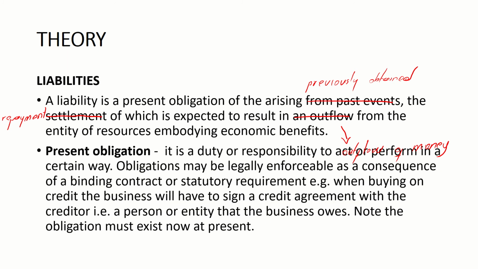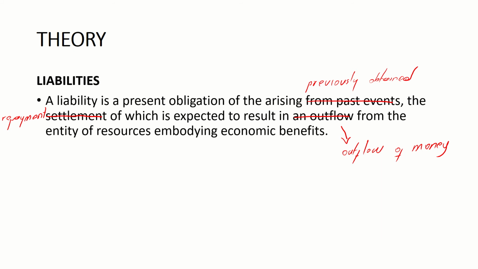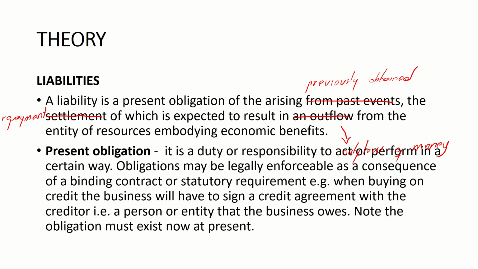It is a present obligation arising from something that was previously obtained, the repayment of which is expected to result in an outflow of money. Okay, what is a present obligation? A present obligation is a duty or responsibility to act or perform in a certain way. Obligations may be legally enforceable as a consequence of a binding contract or statutory requirement. So your obligation is simply, if you borrowed money, you need to make sure that you repay it. We as the business, our liabilities, we have the responsibility to repay them. That is what an obligation is. Because it's a present obligation, it is enforceable for us to repay the liability that we took.